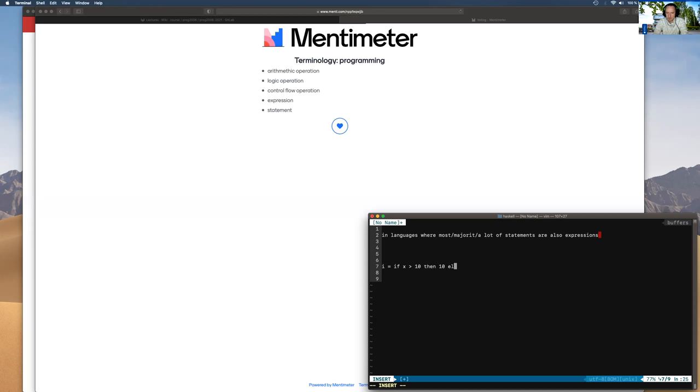10 else 20. So I can have a single line which mixes kind of an expression and a statement, like an assignment statement. And the whole thing is a statement, I mean, it's a block of code, but the if statement is an expression which evaluates to a value. And then I can do it in one line. In C++ or C or some other languages where the if statement is not an expression, I cannot do that, right? I cannot do this in a single line.